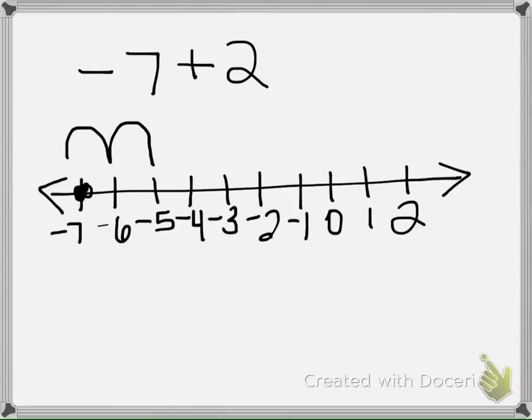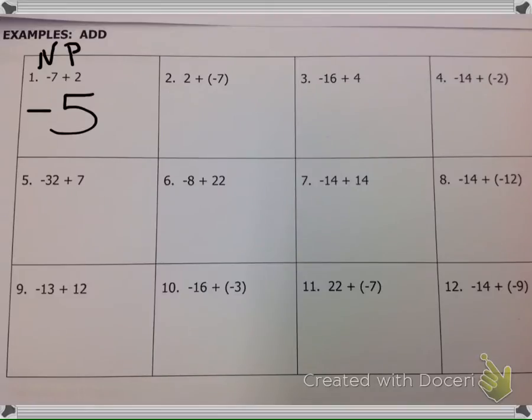Now let's go back and look at my rules. We have a negative and a positive. That's different signs. Different signs, you're subtracting the two numbers. 7 minus 2 is 5, and you take the sign of the larger number. It's easier than making a number line every single time. Let's take a look at number 2. We have a 2, that's a positive, plus a -7, that's a negative.